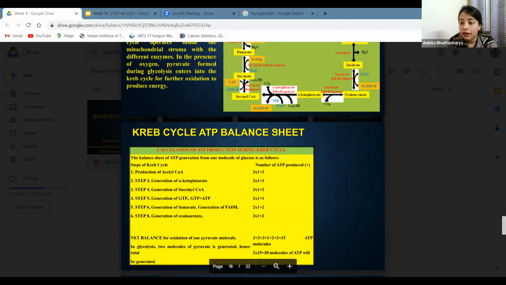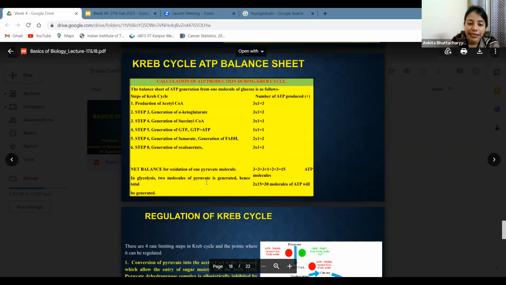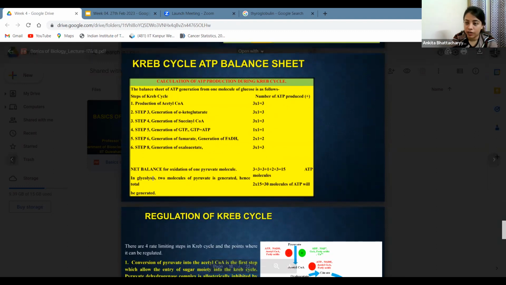If you look at the energy equivalents involved in this particular process, we have acetyl coenzyme A, we have alpha ketoglutarate, and all of the other intermediates. I'm not going through all of it. What you ultimately get is that after glycolysis, because you had 2 3-carbon molecules, which are pyruvates, 2 pyruvate molecules, each pyruvate is producing 15 ATP, and therefore a total of 30 ATP is generated.